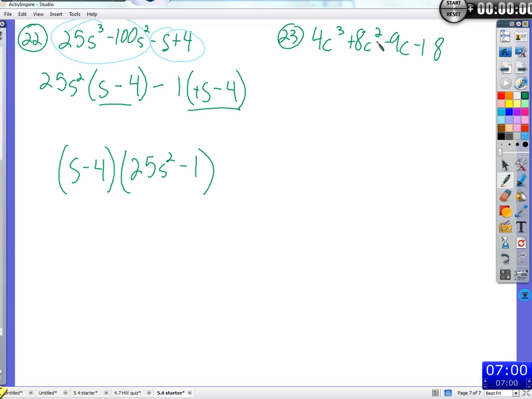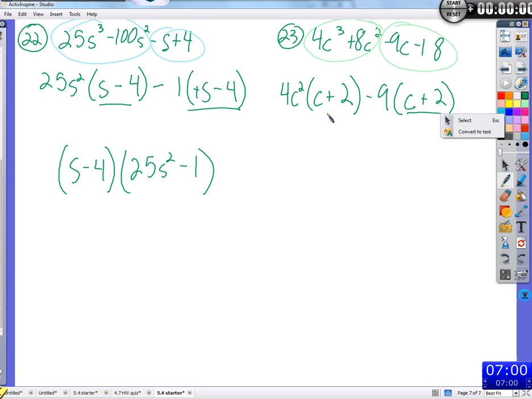So factoring by grouping, the first part is we group them together, make sure to get that negative there if it's part of that second group. These have a 4c squared in common, so we get a c plus 2. And these two have a negative 9 in common, so we get a positive c plus 2 as well. That's really important, that these two parentheses are identical. C plus 2 times 4c squared minus 9.